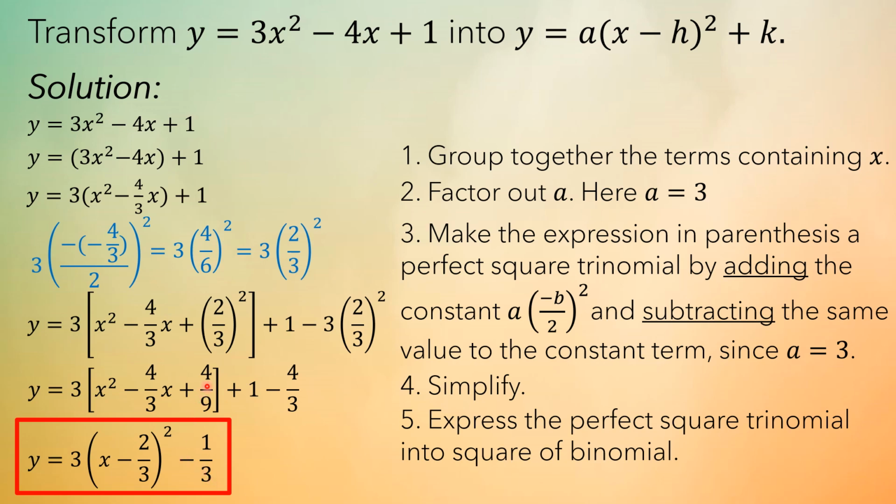Again, kinuha lang natin yung square root ng 4, ito yun, and then kinuha natin yung square root ng 9, which is 3. Because negative 2 thirds squared is positive 4 over 9. And then negative 2 thirds plus negative 2 thirds is equal to negative 4 thirds. And then positive 1 or whole number of 1 minus 4 over 3 is negative 1 third.